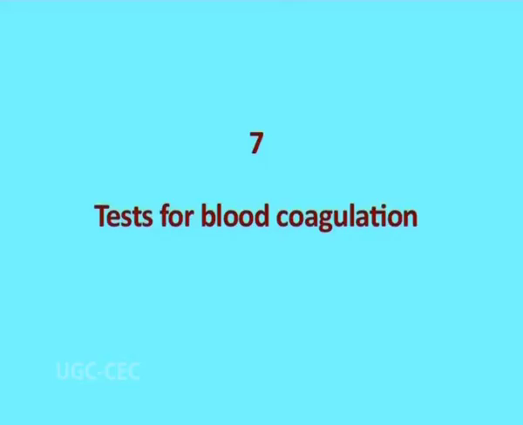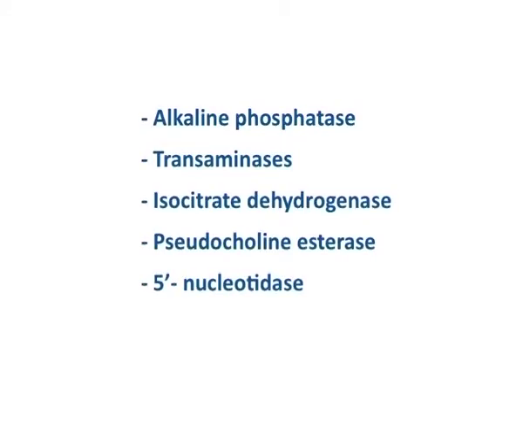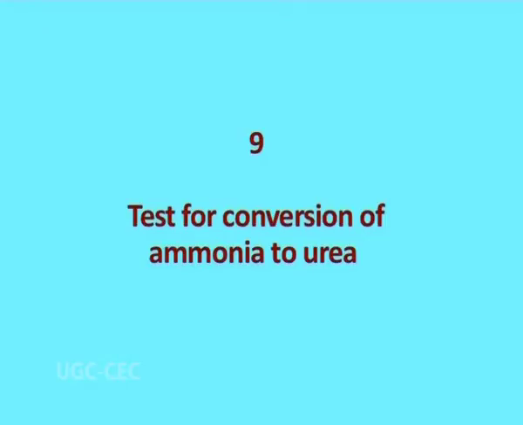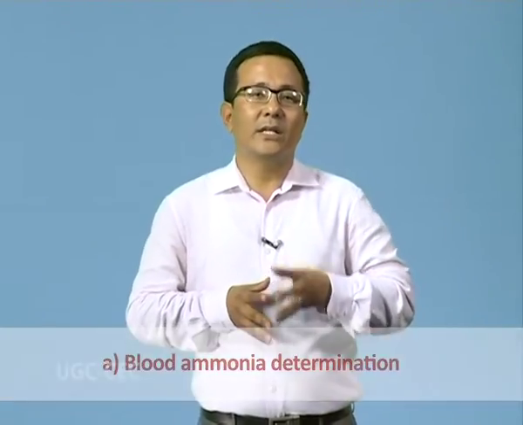The seventh, test for coagulation of blood, which is the prothrombin time determination. The eighth, we have tests for serum enzymes derived from the liver. The first one being alkaline phosphatases, transaminases, isocitrate dehydrogenase, pseudocholinesterase and 5 nucleotidase. The ninth, we have test for conversion of ammonia to urea. Of this, we have blood ammonia determination. The normal level of blood ammonia is between 40 to 75 mg of ammonia nitrogen per 100 ml. In cirrhosis of liver, the values may be increased to more than 250 mg per 100 ml.